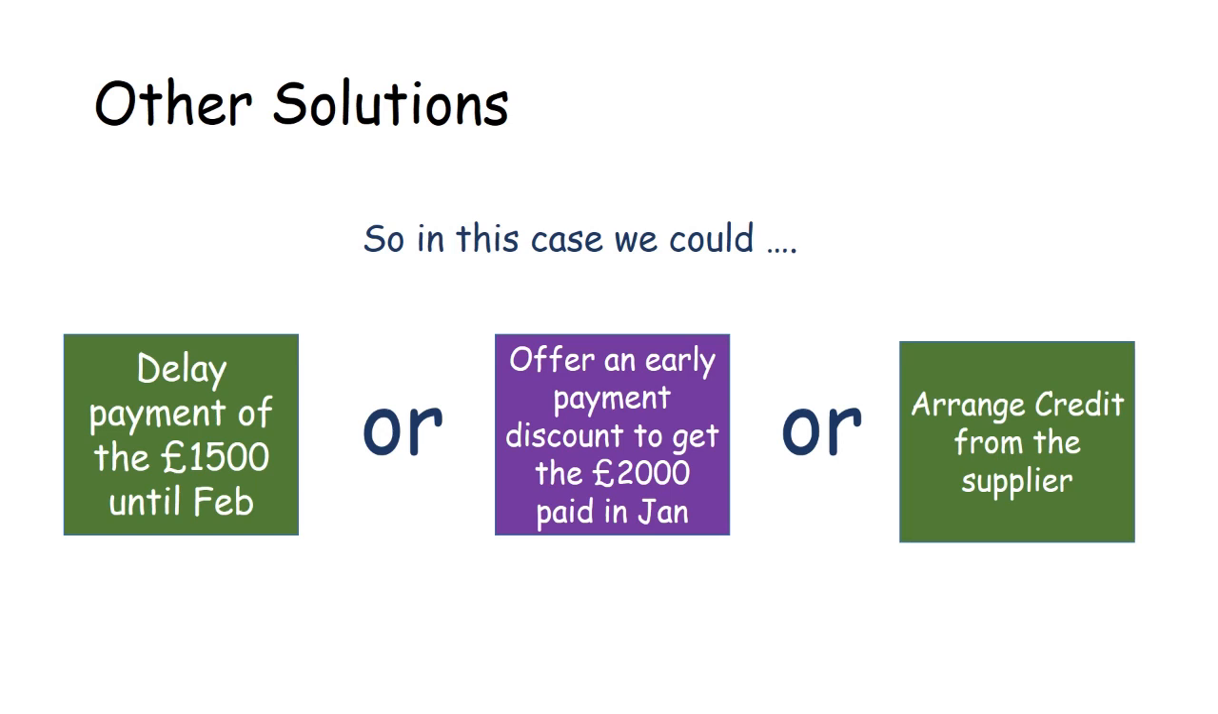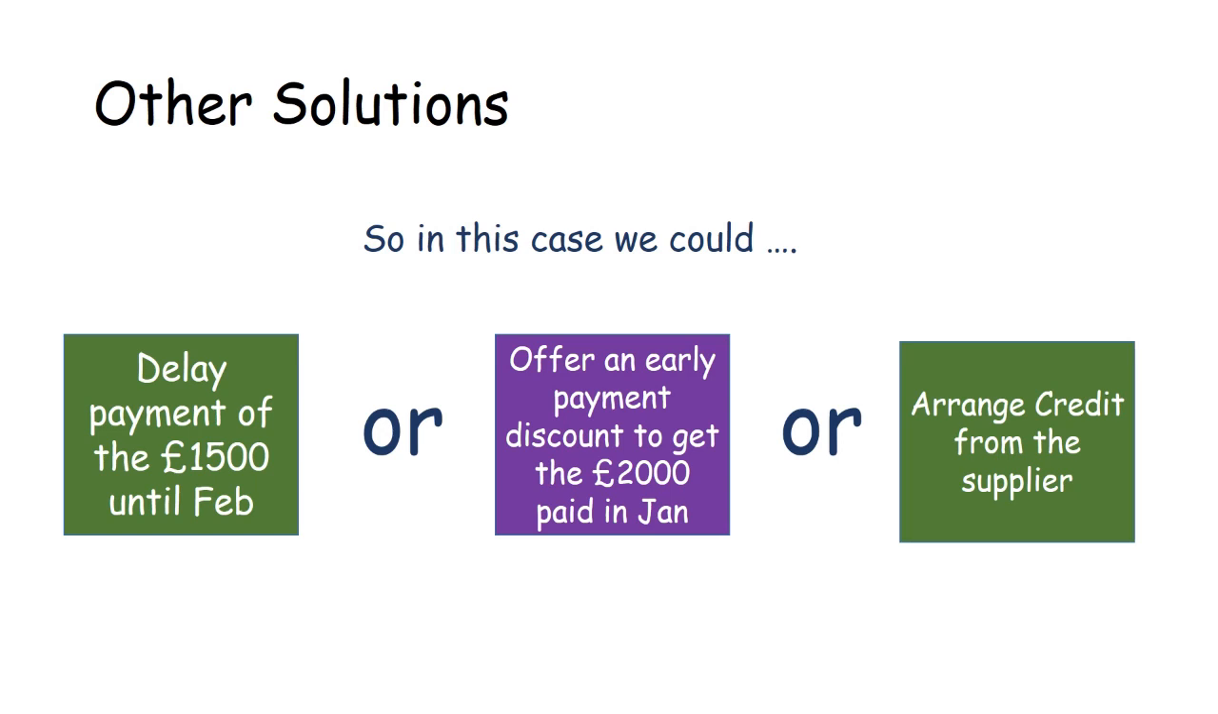Or I could look to try and get that £2,000 that I'm owed in February paid to me in January, and how I might do that is by offering an early payment discount. For example, I might say that you pay me £1,800 now and I will then basically write off your debt with me and I will also give you a discount. That discount of course costs me money, but it would still give me a positive closing balance of £300 and means I can make payment for my bill.